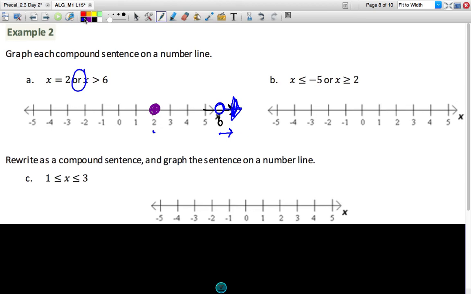Part B, x is less than or equal to -5. So it's a closed circle, it's less than or equal to, so it's heading this way. X is greater than or equal to 2. Closed dot, heading to the right. Again, this one's an OR, and we know that OR statements, we can have two solutions, which we have. We have two dots, and they're heading different directions.